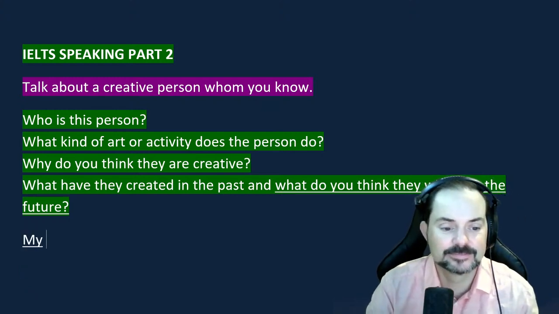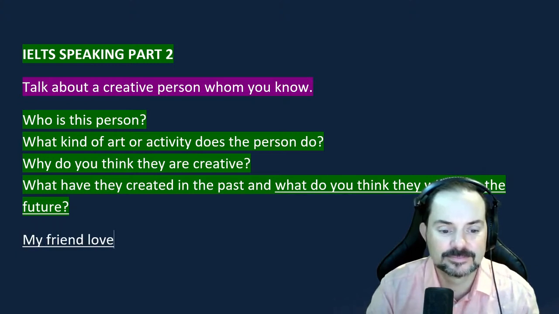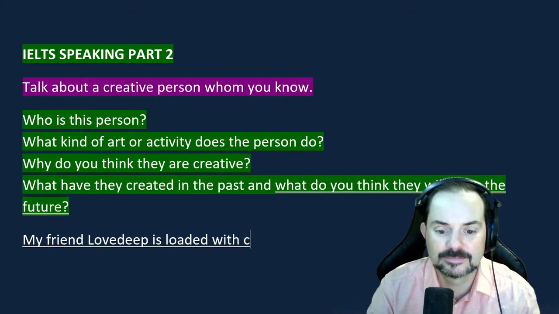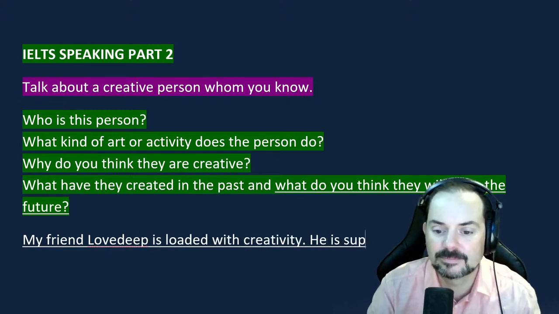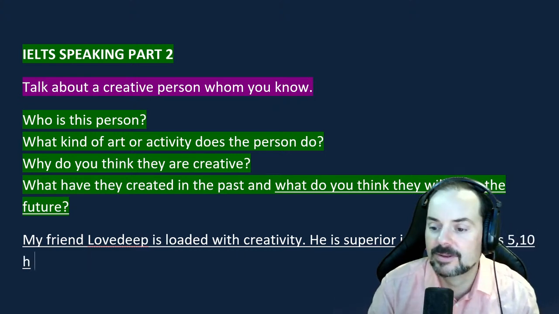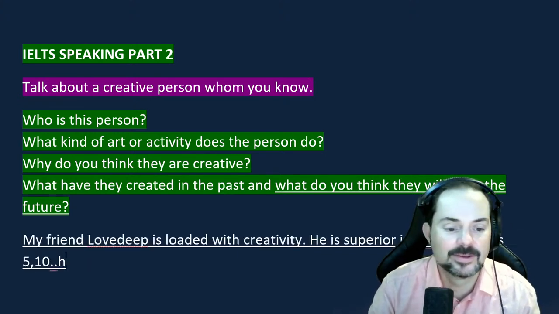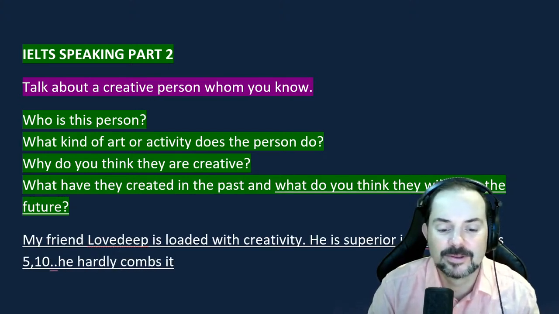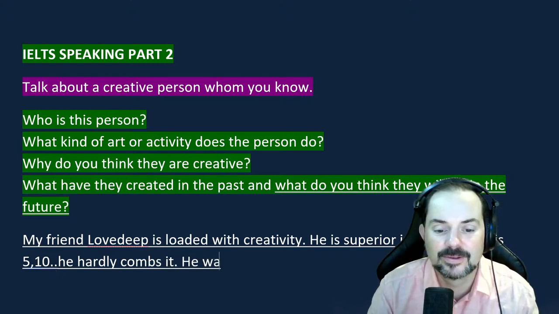My friend Lovedeep is loaded with creativity. He is superior at drawing. He is fairly 5 feet 11 inches tall, and he has curly hair, and I hardly think that he combs it. He usually wears comfortable clothes, not only around the house but in his college also.